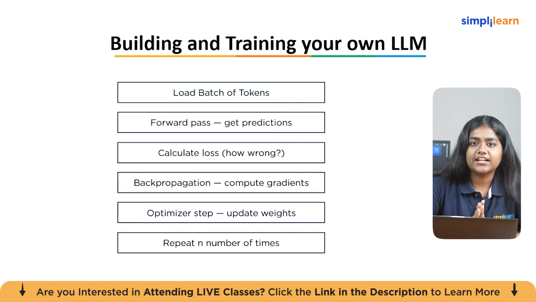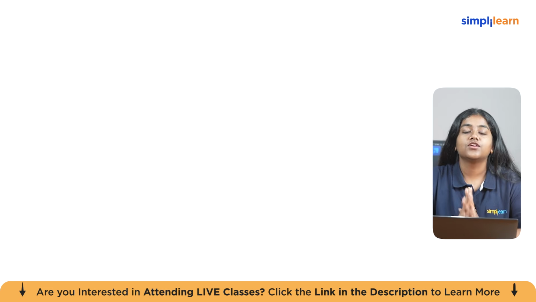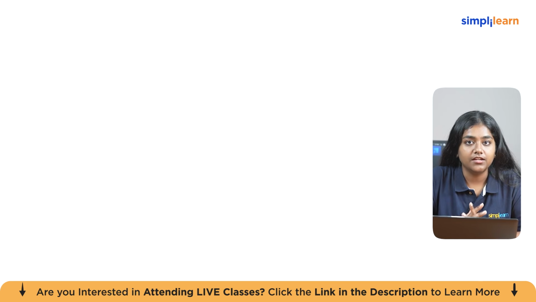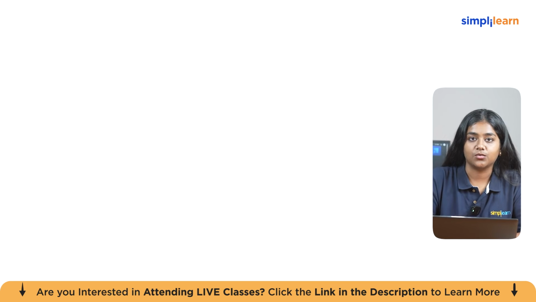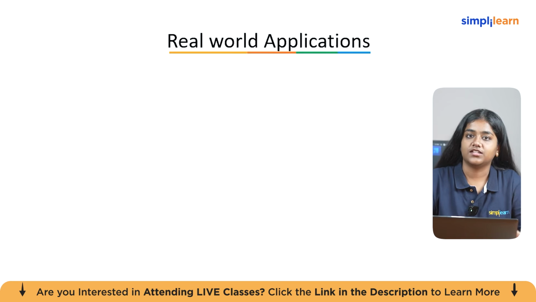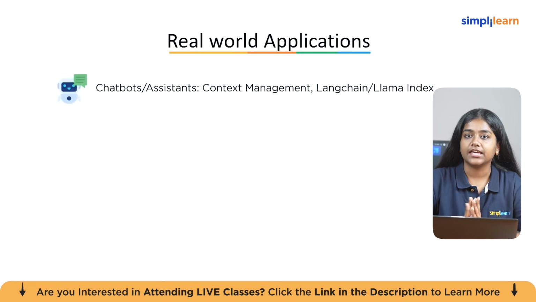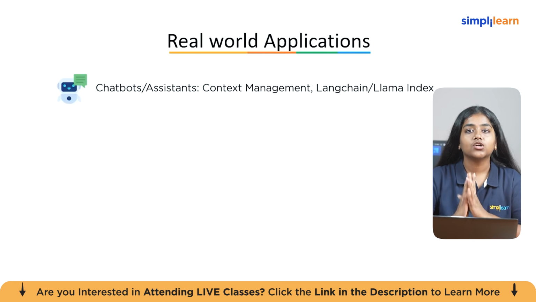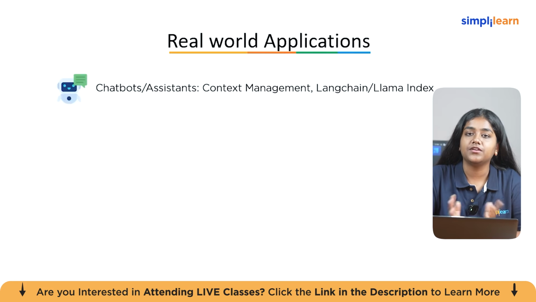So now we've got an idea of how an LLM works. You might be wondering how it works in the real world. Let me tell you. Now we've seen how the LLM got trained. Here are a few real-world application scenarios. The first one is chatbots. Chatbots use AI to simulate human-like conversations and assist users in real time. Context management helps them remember previous interactions for better responses. Tools like LangChain and LlamaIndex help connect data sources and improve the reasoning.